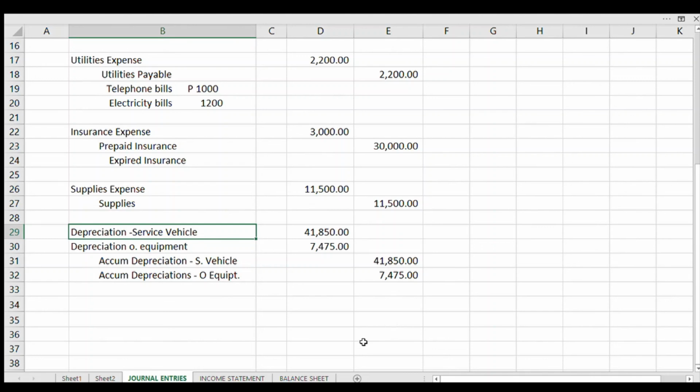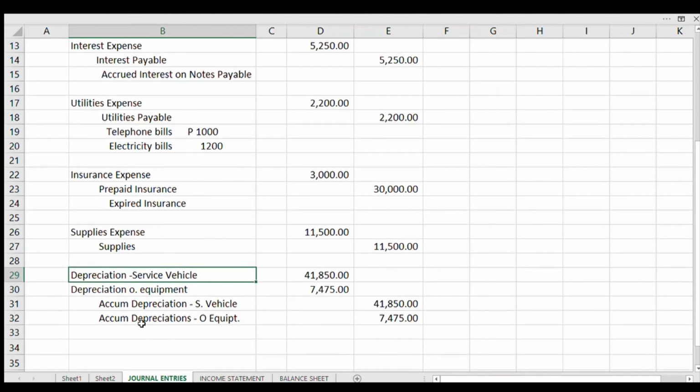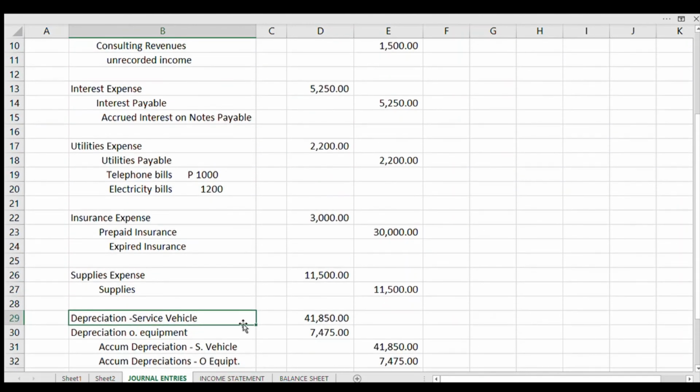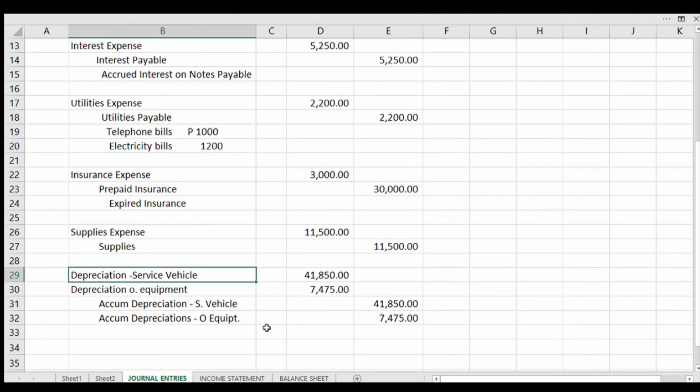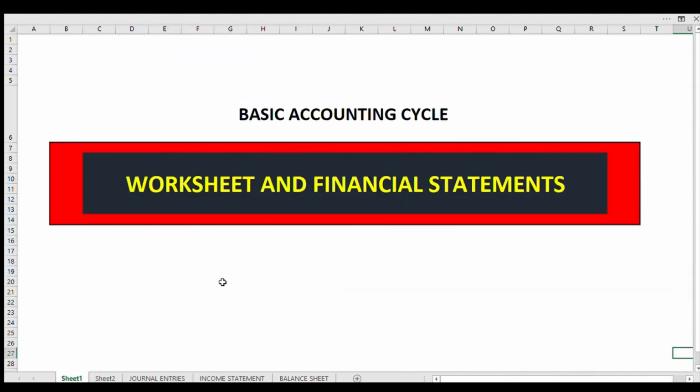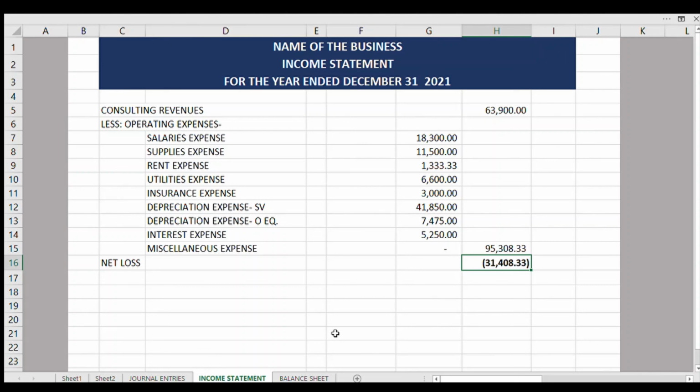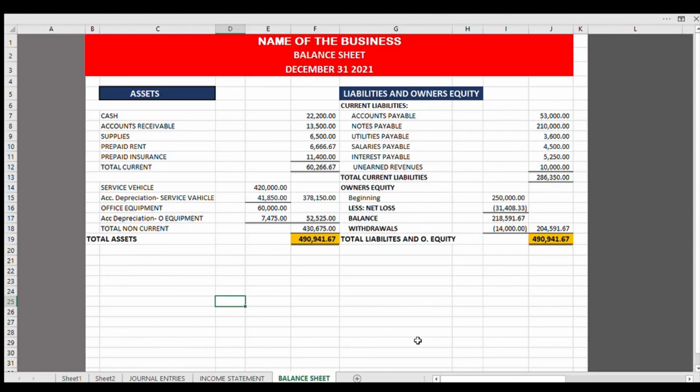So right now we have illustrated to you in a very quick demonstration the preparation of the worksheet and the financial statements. Again, we will show you the financial statements, the income statement, and the balance sheet.